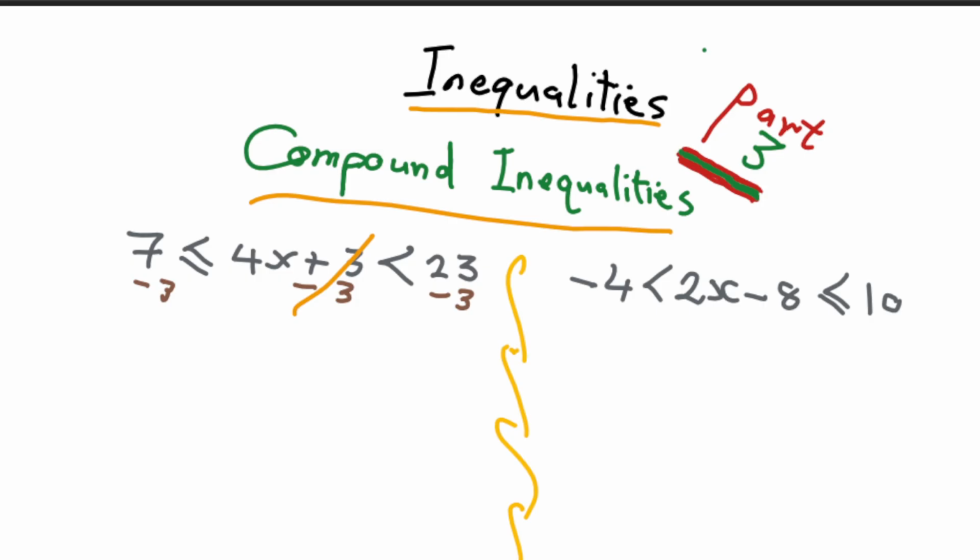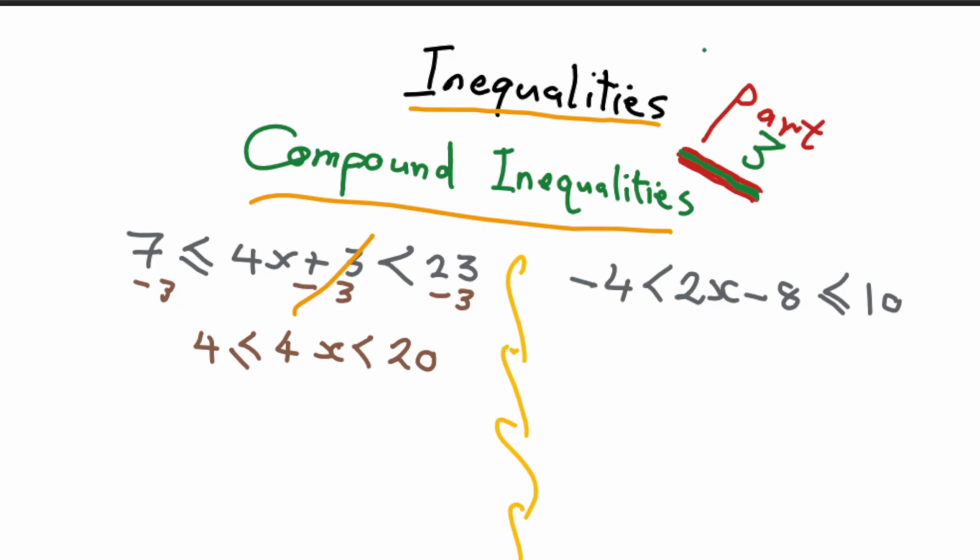Now what do I have? On the left side, I have 7 minus 3, which is 4. And then it's less than or equals. The 3 is cancelled, so I just have 4x. And it's less than. 23 minus 3 is 20.